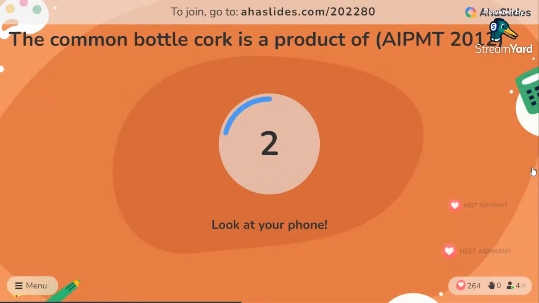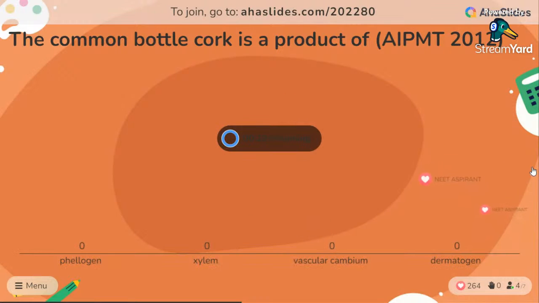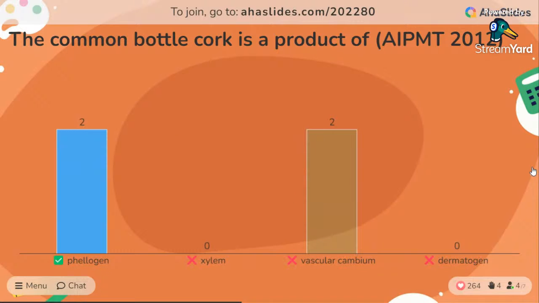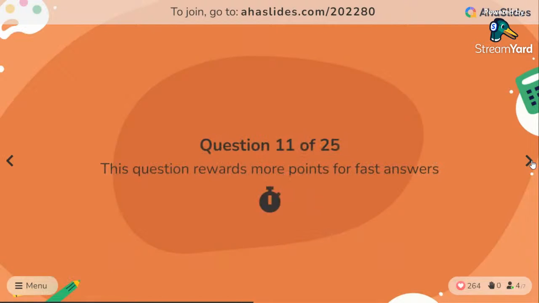The common bottle cork is a product of phellogen, xylem, vascular cambium, dermatogen. We have the correct answer as phellogen. Okay, so bottle cork. Today morning we have done that. The common bottle cork is a product of phellogen. Let's have question number 11 on your screens.